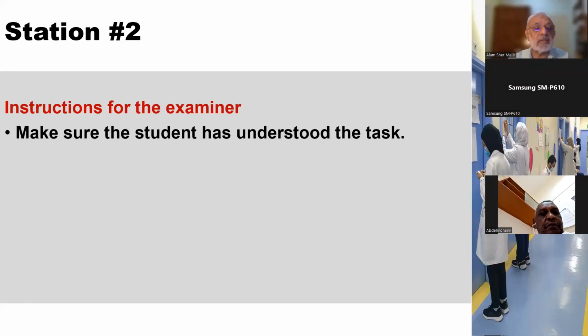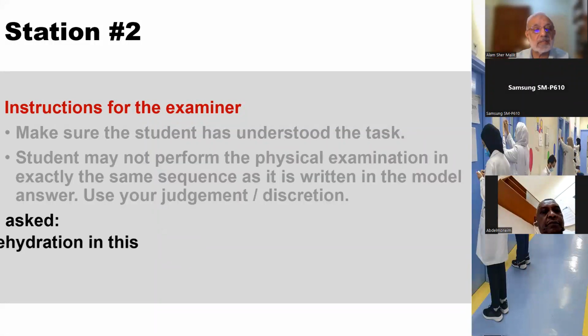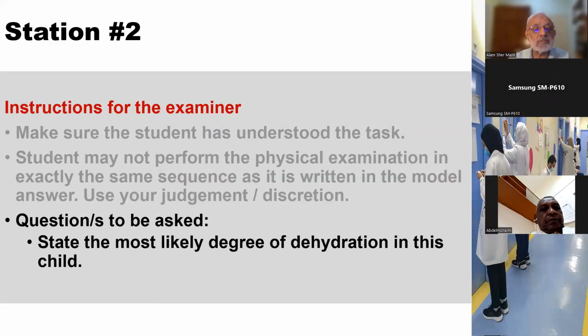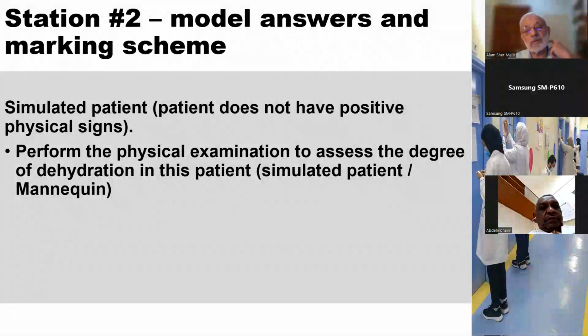Instructions for the examiner: make sure that student has understood the task. Student may not perform the physical examination in exactly the same sequence as it is written in the model answer. So examiner has to use his own judgment or discretion. And the question to be asked would be to state the most likely degree of dehydration in this child. So again, following the same pattern, the model answers and the marking schemes.